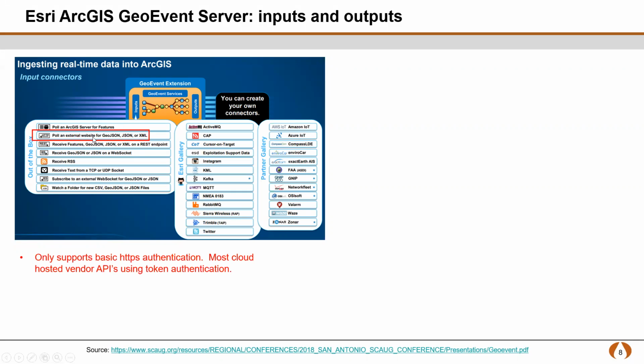I think this is one of the most useful input connectors. You can pull from an external website, usually an API, for JSON or XML or GeoJSON. One thing to note is that out of the box, GeoEvent only supports basic HTTPS authentication. So if you need to log in to your API using something more advanced like token authentication, you're not going to be able to do that out of the box with this tool. Some of these partner ones do include that functionality, but out of the box, you cannot do that. But I'll go over how we worked around that limitation in our implementation.